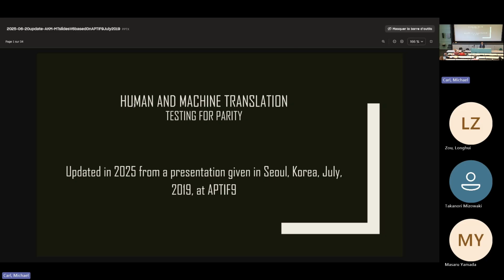Now, the second reason was discussions I had over a period of a number of years about the question of understanding, natural language understanding. Does a translator or a translation system need to understand the source text?